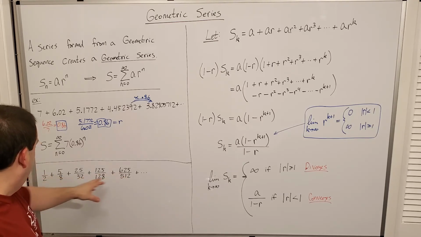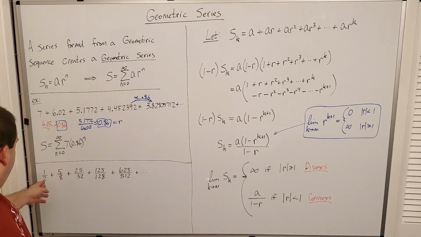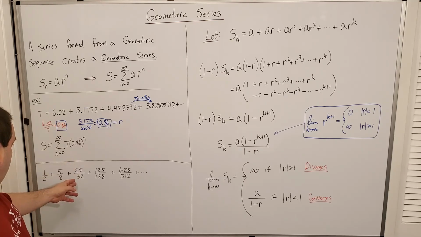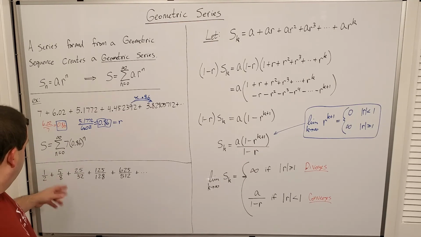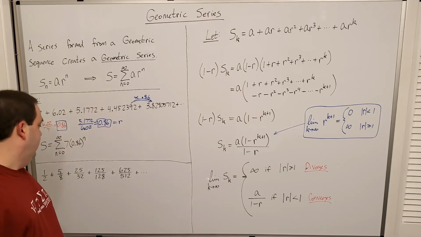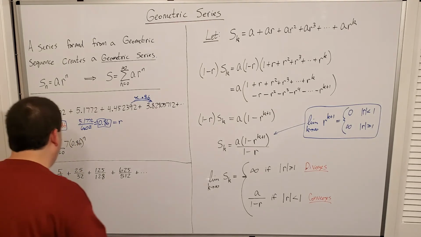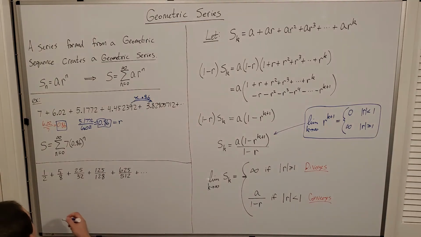Okay, let's do this one now. I've got 1/2, 5/8, 25 over 32, 125 over 128. So I'm going to do the same thing that we did in the previous one. I'm going to divide. If I divide 5/8 by 1/2, you know, invert, multiply. That's going to give me 5 over 4.